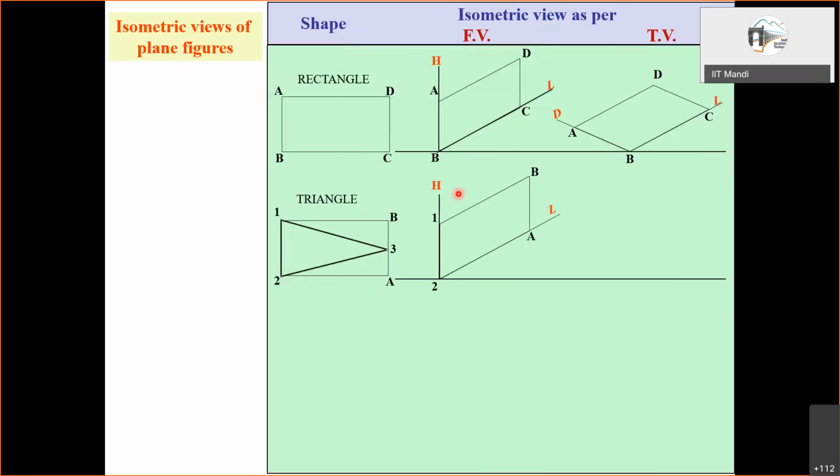Now you see, we cannot measure 2, 3 or 3, 1 directly because these are not parallel to any of the isometric lines. But 3, this corner, this end point, can be located on AB. So you measure this 3B here, mark this 3 somewhere here, and then the end point is located, then we can join 1 and 3 and 2 and 3. So like this will complete this triangle in the isometric view.